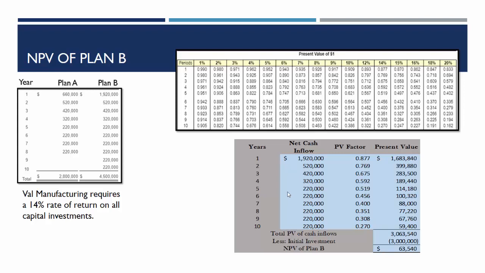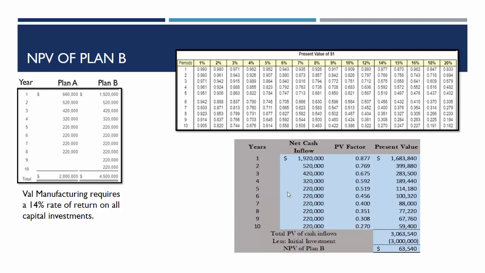So for Plan B, using the same steps we just used for Plan A, you find out that the present value of all of your inflows is $3,063,540. The initial investment that we had in Plan B was $3 million, which means that the net present value of Plan B is $63,540. It's not good, but it is positive. And the rule of thumb is if you have a positive net present value, then you should undertake the project.